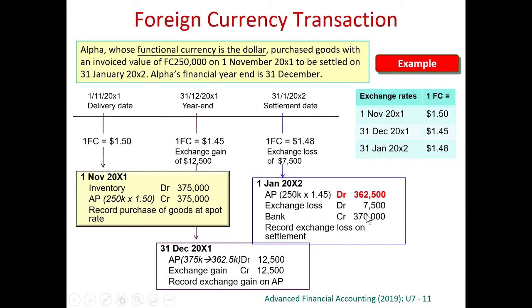With this $370,000, you can only settle a liability of $362,500, because in your accounts payable, the relevant accounts payable is $362,500. So you pay more than the liability that you can settle, and therefore this is an exchange loss, and therefore we debit exchange loss, profit and loss. This is what we have to do for a foreign currency transaction.